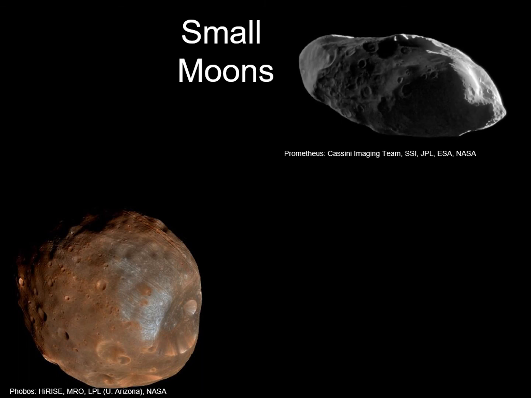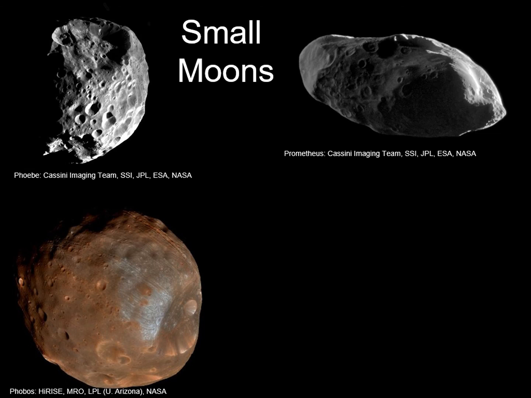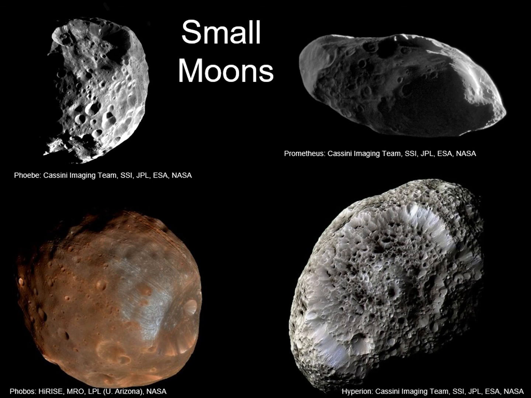Prometheus is a tiny moon of Saturn. It's right at the edge of the rings, and you can see the effects of impacts from ring particles on its surface. Phoebe is one of several small moons that orbits its planet backwards. This is probably a sign that it was captured rather than forming around the planet. Finally, Saturn's Hyperion has a surface covered in odd-shaped craters, making it look like a sponge.